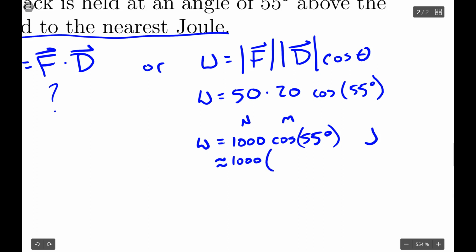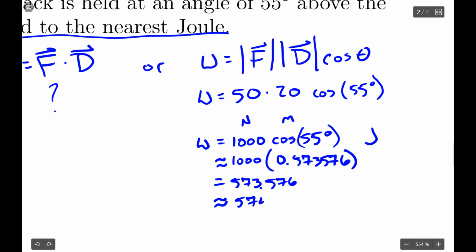Now, when we round this, we get 1,000 multiplied by whatever cosine of 55 degrees is. I have a calculator next to me. It turns out this is about 0.573576. It goes on, but there's a nice approximation. When we multiply by 1,000, we're simply moving this decimal 3 to the right, so we get 573.576, but it does say round this to the nearest joule, so this is about 574 joules.